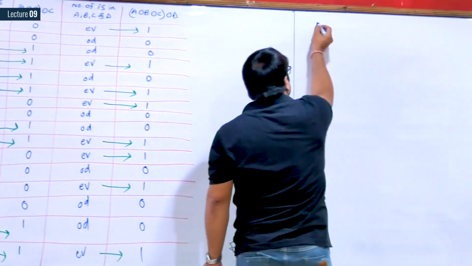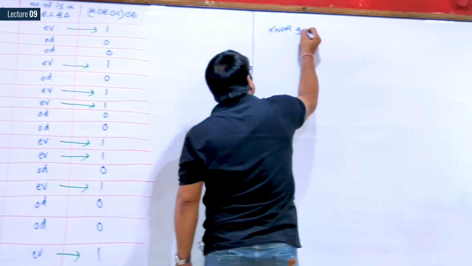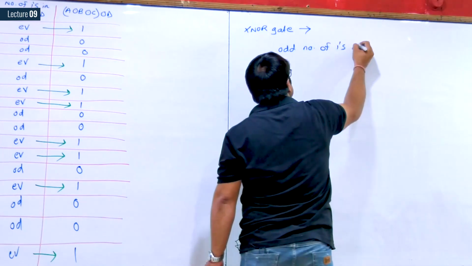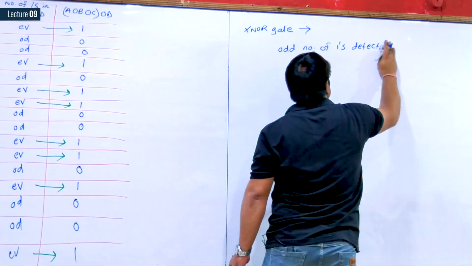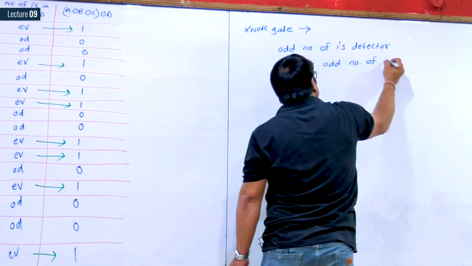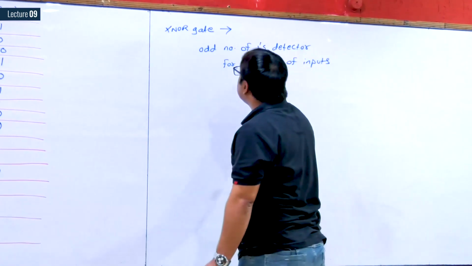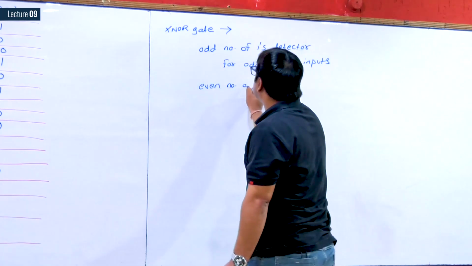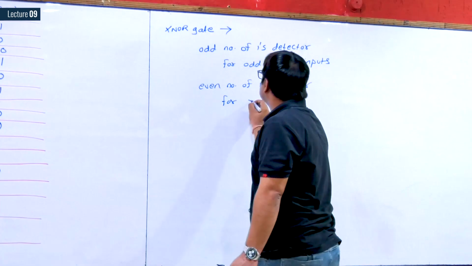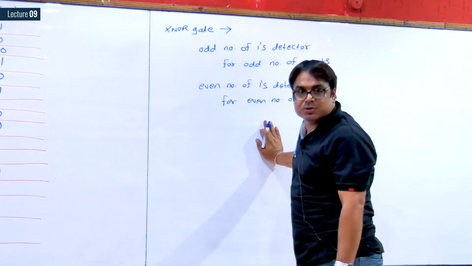See here. XNOR gate is odd number of ones detector for odd number of inputs. We have seen for 3 inputs it is detecting odd number of 1s, and it is an even number of 1s detector for even number of inputs.